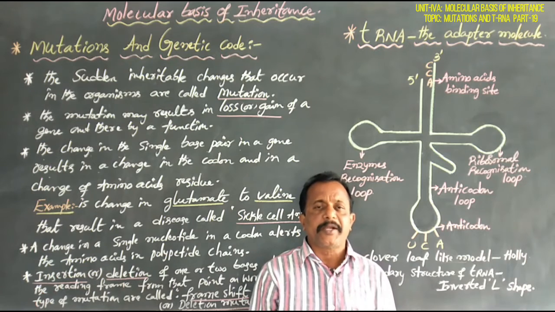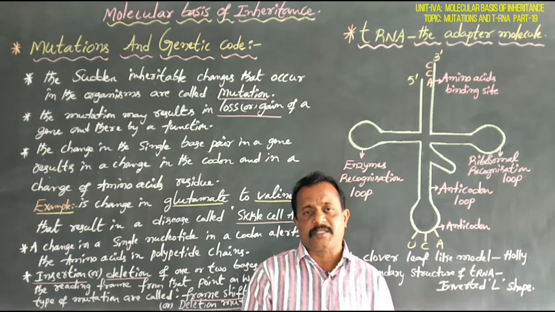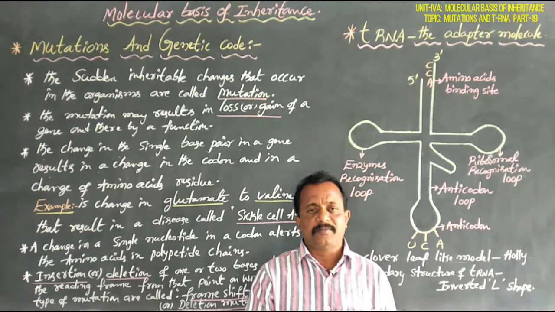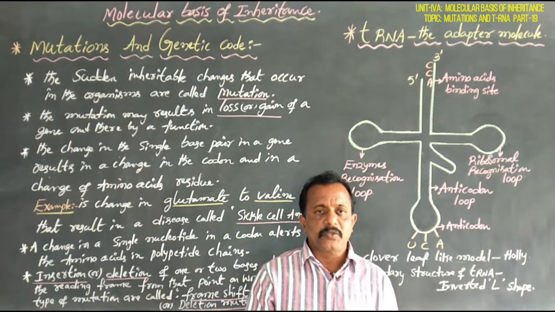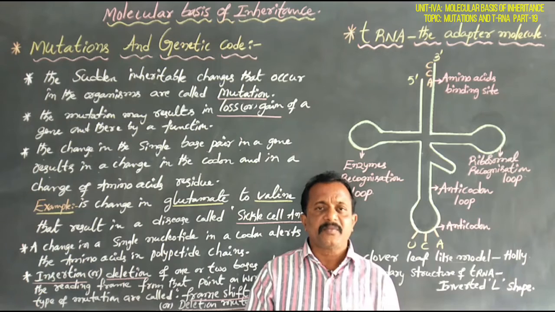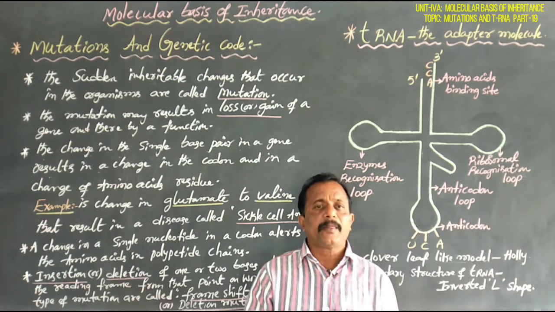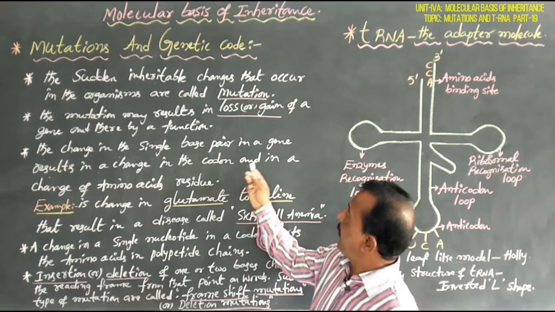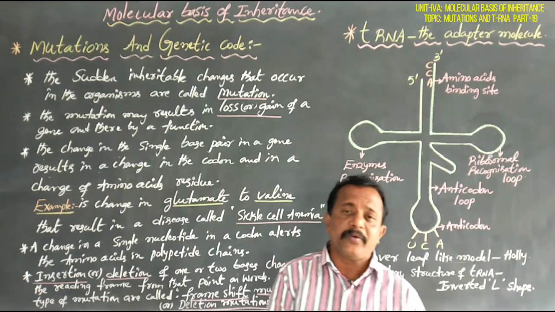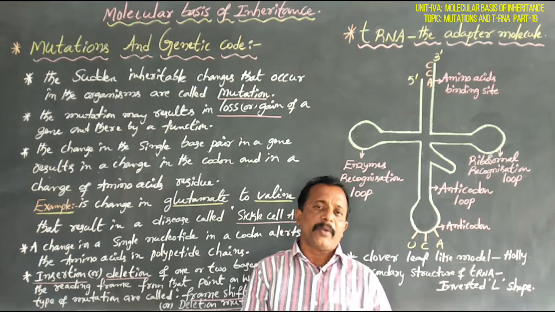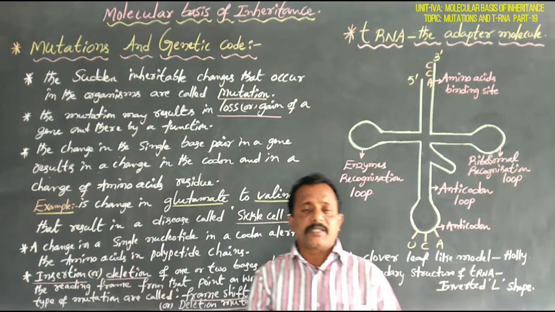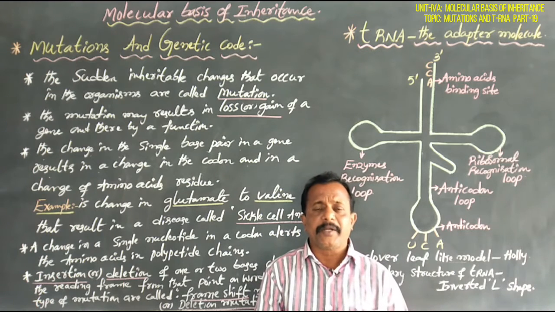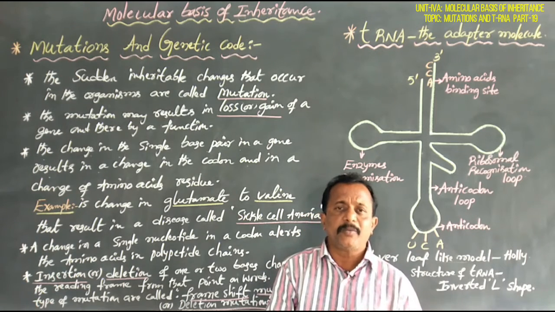Codon means three nucleotides; each codon is made up of three nucleotides. For example, AUG is one codon, UUU is another codon, and AUC is another codon. So a change in a single base pair results in a change of the codon and in a change of amino acid residue. Take the example of human red blood cells containing hemoglobin.